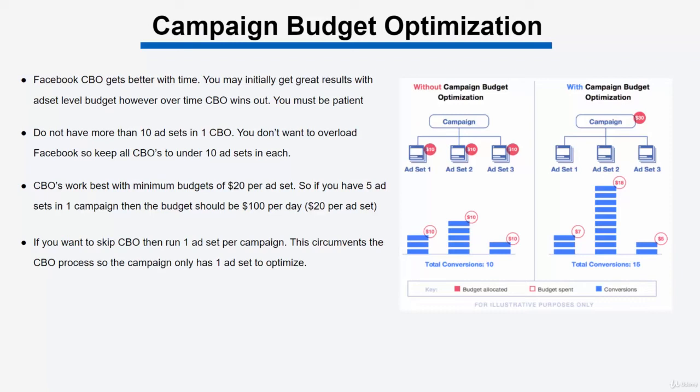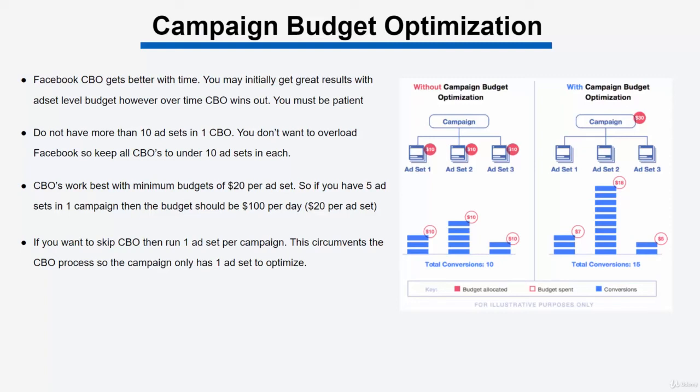Ultimately, if you want to control the ad set budget every single time, instead of letting Facebook be the one that's actually distributing the budget accordingly, then you can literally just set up one particular campaign and skip CBO. This allows you to control that campaign budget because you only have one ad set in there, right, in that particular campaign. So this pretty much circumvents the CBO process.